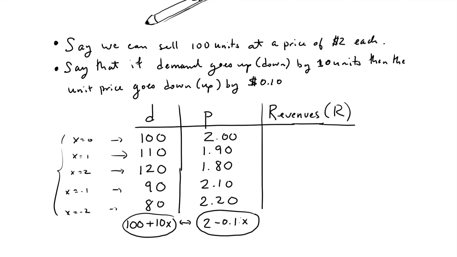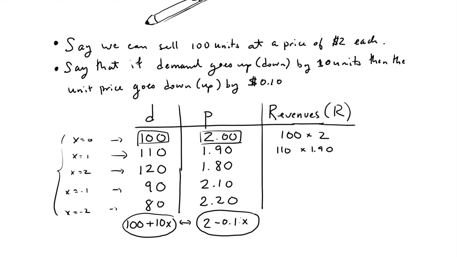What are my revenues? Revenues is what? If I sell 100 pens at a price of $2, what are my revenues? Well, it's easy, right? It's 200. How did you get that? We just multiplied them together. So revenues is demand times unit price. Same here. 110 times the unit price gives me my revenues.